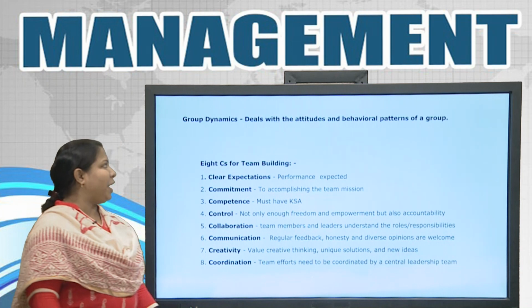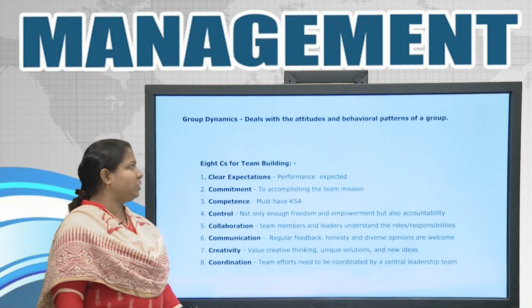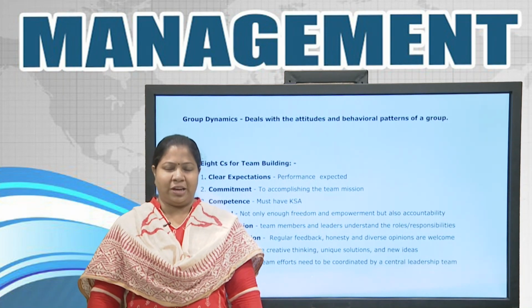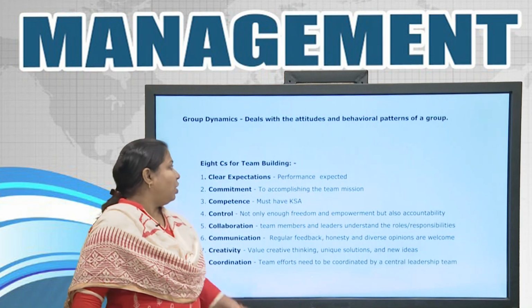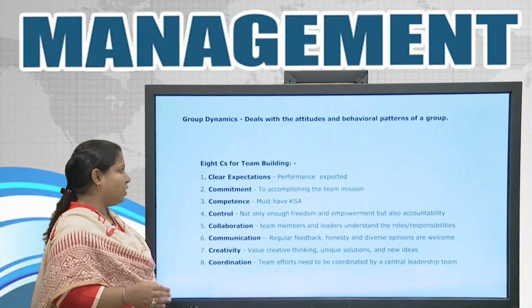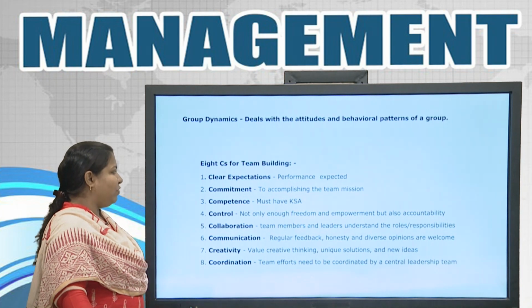Next comes group dynamics. Group dynamics deal with the attitudes and behavior patterns of a group. Next, we have to understand the 8 components of team building. These 8 components are very important. First component is clear expectation. When you form a group, you should have a clear expectation of what you want from this group, what your target is, what you want to achieve. It should be very specific and very clear.